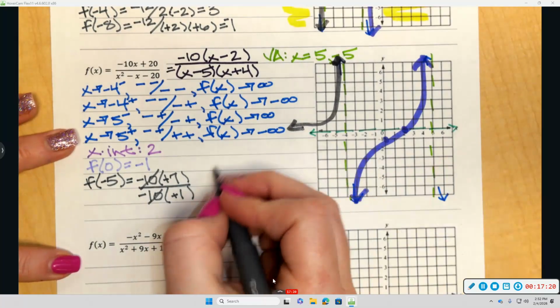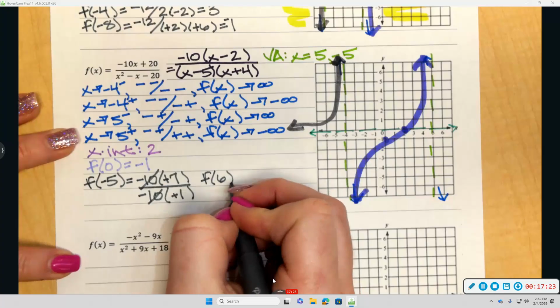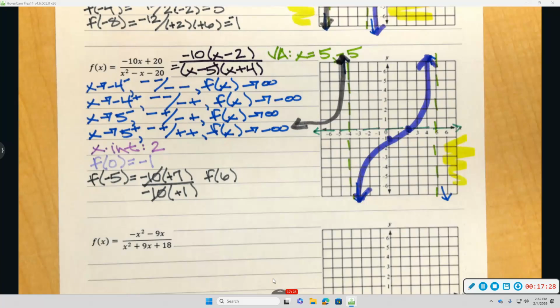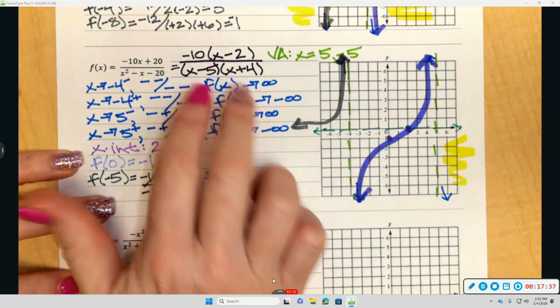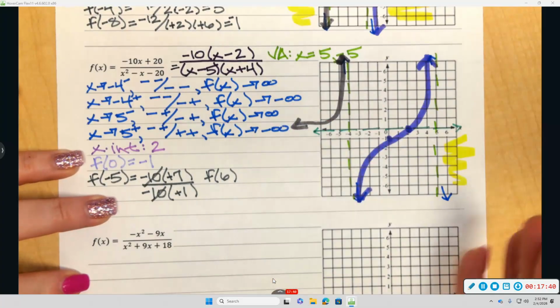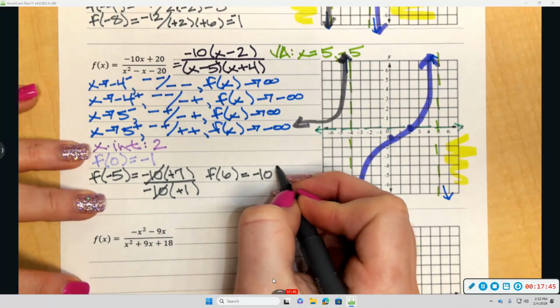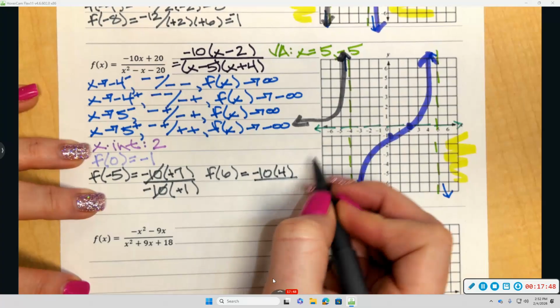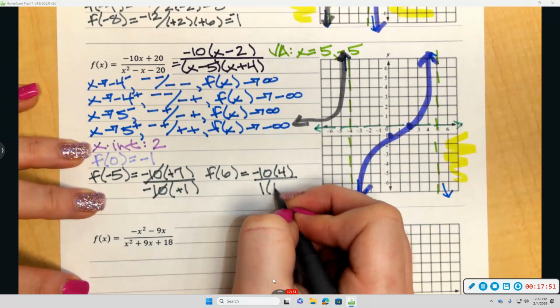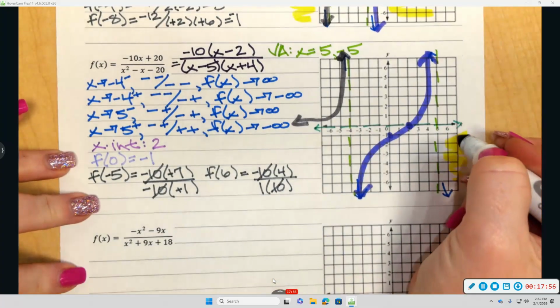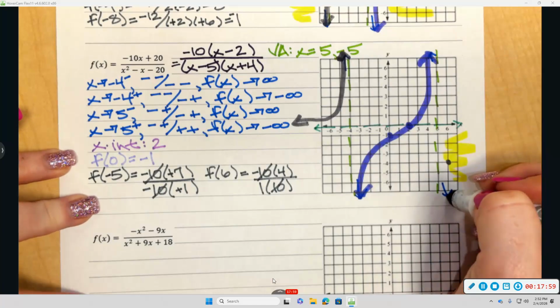And then checking the right-hand side, I'll check f of 6. Hopefully you're thinking it should be down here, and you would be correct. Just like polynomial multiplicities, the multiplicities in the denominator also matter. So since these are both single multiplicity, they're going to alternate, right? They're not going to be next to each other. Looking at f of 6, I have negative 10 times 4 over 1 times 10. So I get a negative 4. 6, negative 4. So this guy goes here.